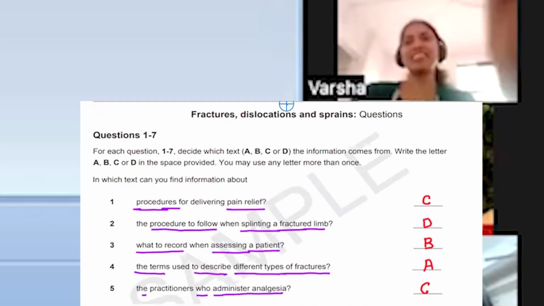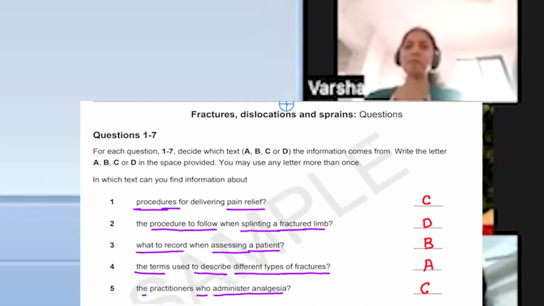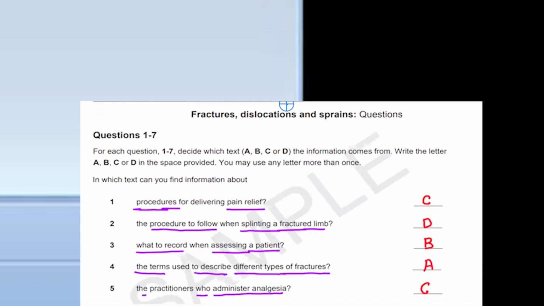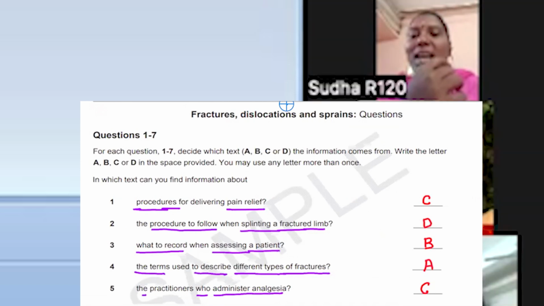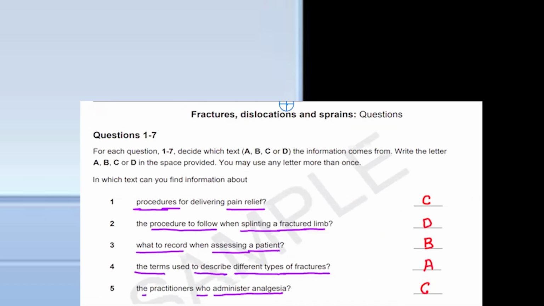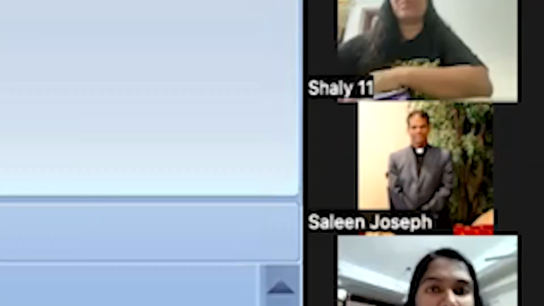Thank you, Varsha, for your well presentation. You explained well the hedging words, how they are paraphrased, and the interrelationship between the 4 texts. Your presentation was very nice. Thank you. I would like to call the next presenter, Ms. Shali, to present questions 6 to 10. Please come forward and present your questions. Thank you.